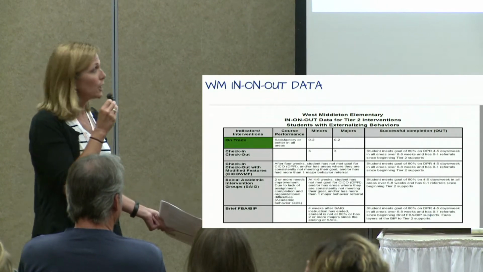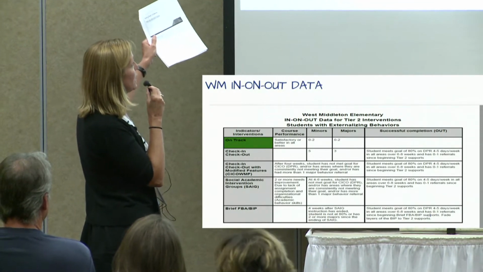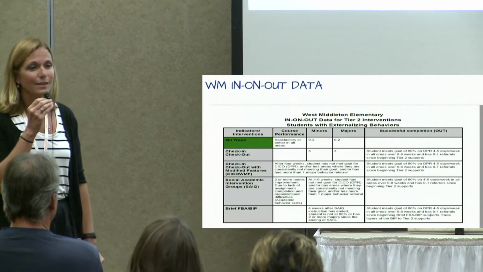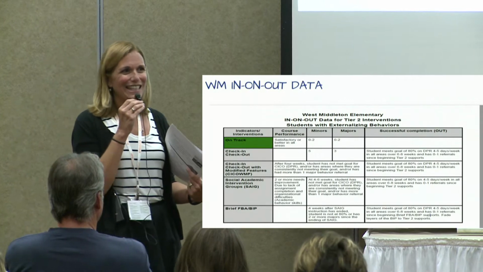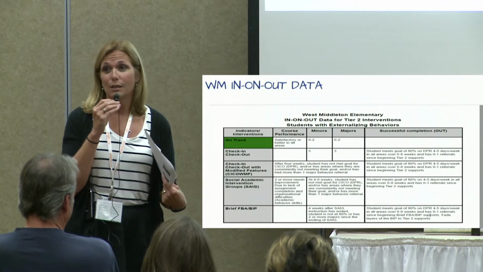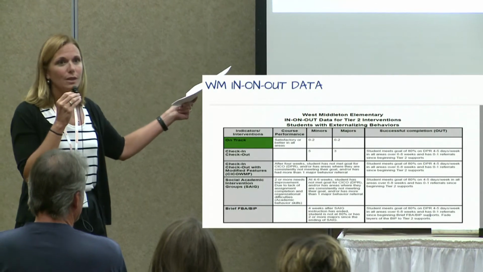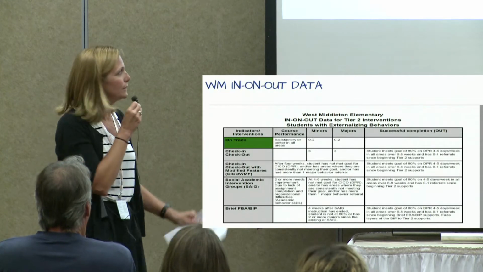What works for our building is that when a student has 5 minors or 3 majors, that alerts the system, which alerts those of us looking at the data that the student needs some supports put in place. That's our rule, but that works for our building. It's different in other buildings.